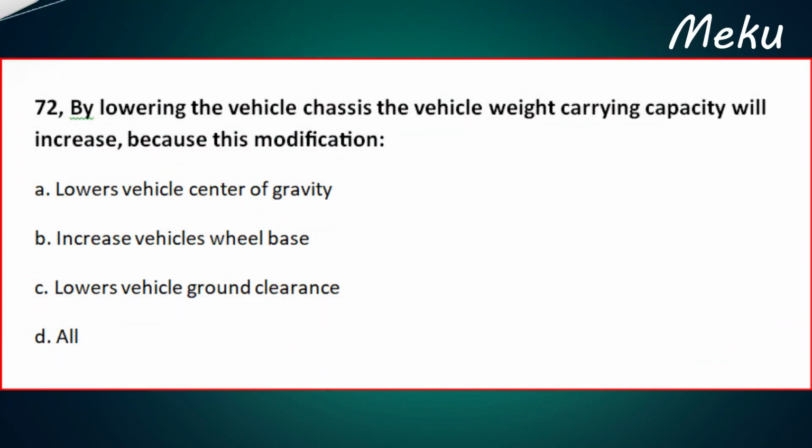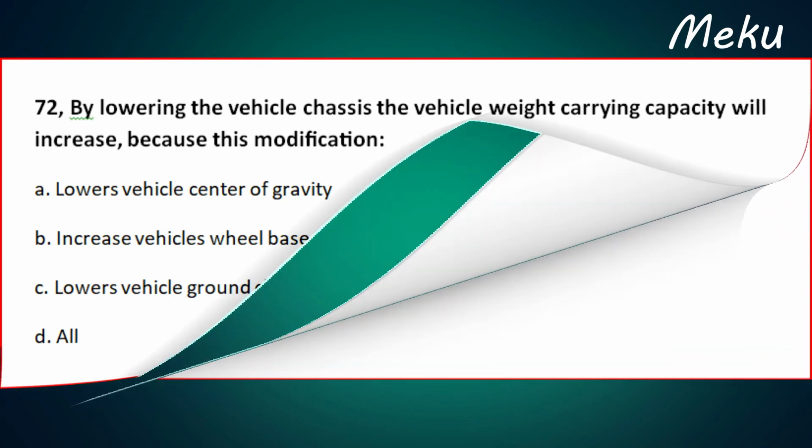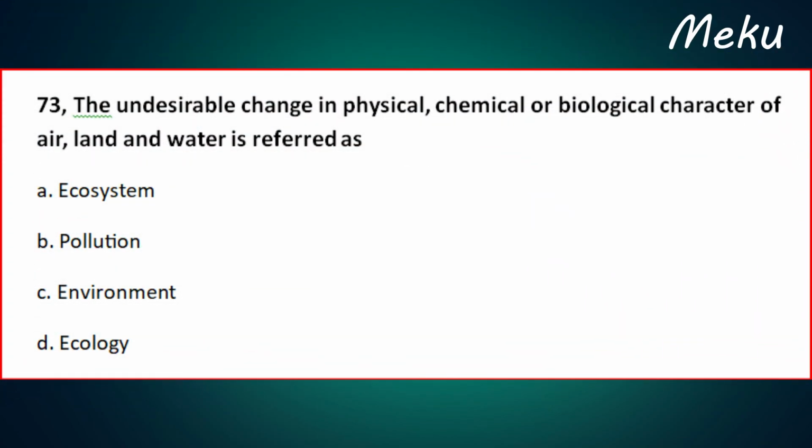72. By lowering the vehicle chassis, the vehicle weight carrying capacity will increase, because this modification A. Lowers vehicle center of gravity, B. Increase vehicle's wheelbase, C. Lowers vehicle ground clearance. D. All.